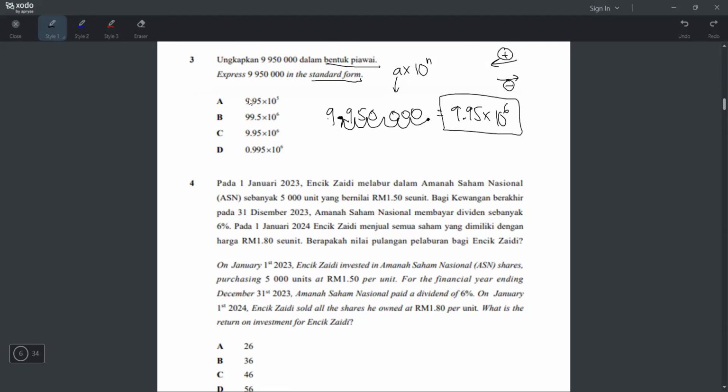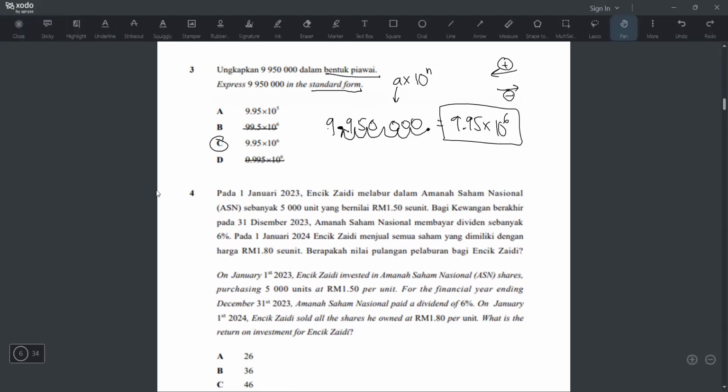So the answer is A B C D. I think C. Yeah. Okay, B is not even standard form because before decimal got 2 digits. This one confirm not standard. So you know B and D is confirm wrong already, right? And also this one cannot. This is not standard form also because I told you already there should be 1 digit before decimal and the digit before decimal cannot be zero. Okay, so yeah, the correct answer is C lah. Okay, yeah. So that's how you do it. Okay, hope you understand.